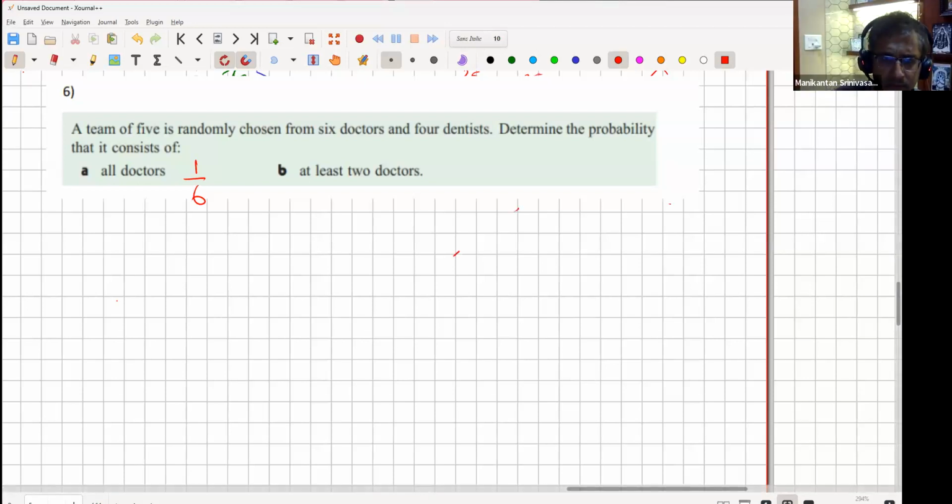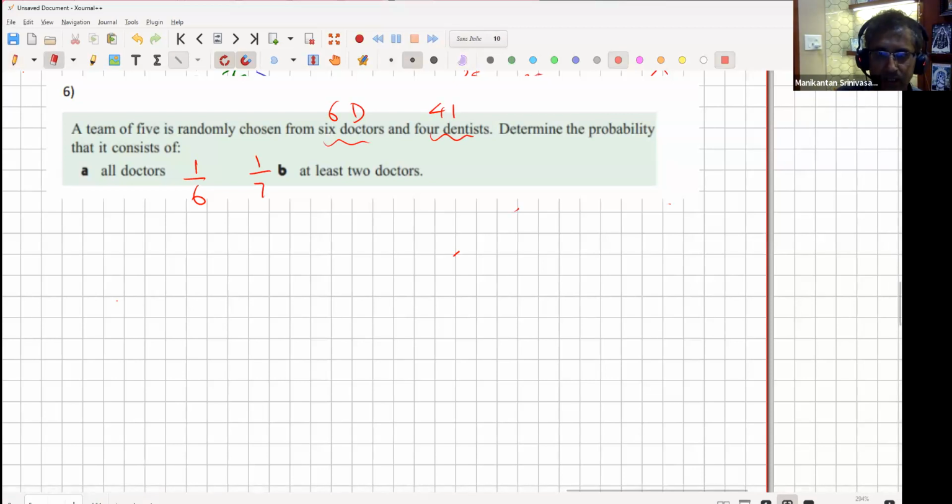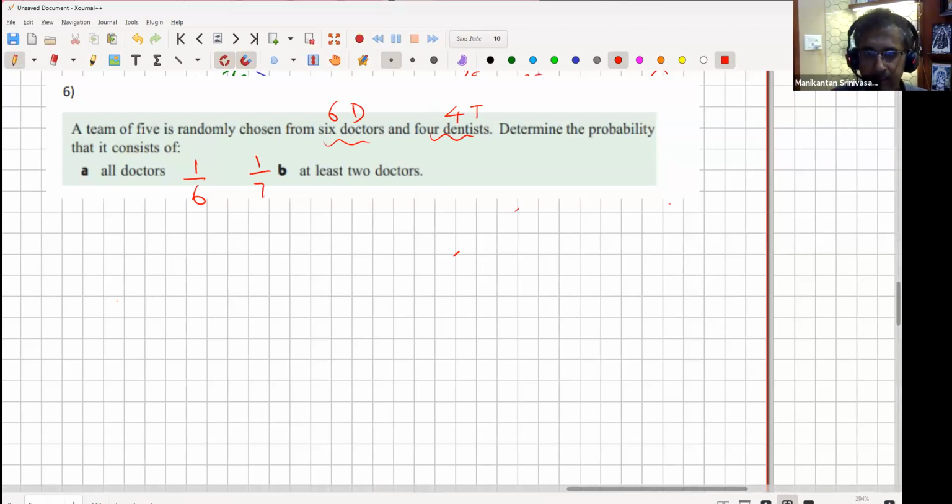Let's discuss. A team of 5 is chosen randomly from 6 doctors and 4 dentists. Oh shoot, doctors and dentists. Why can't they choose different professions? Both start with D. Okay, I'm going to call the dentists T. So 6 doctors and 4 dentists. Determine the probability that the team consists of all doctors, right?